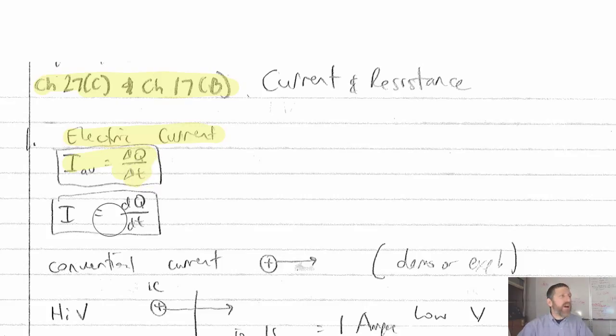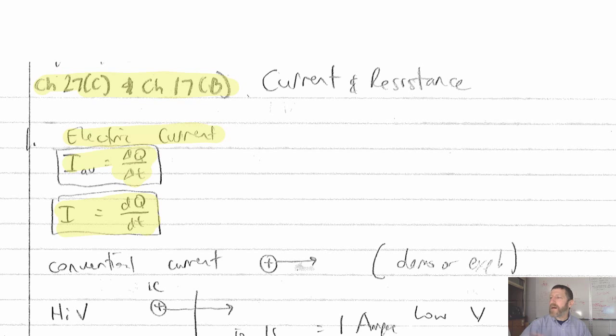Now, if you're using calculus, like the AP Physics C kids must, then you've got to look at it as an instantaneous rate, dq/dt. Delta Q is the amount of charge that goes by a point in delta t. dq is the infinitesimal amount of charge that goes past a point in the infinitesimal time dt.